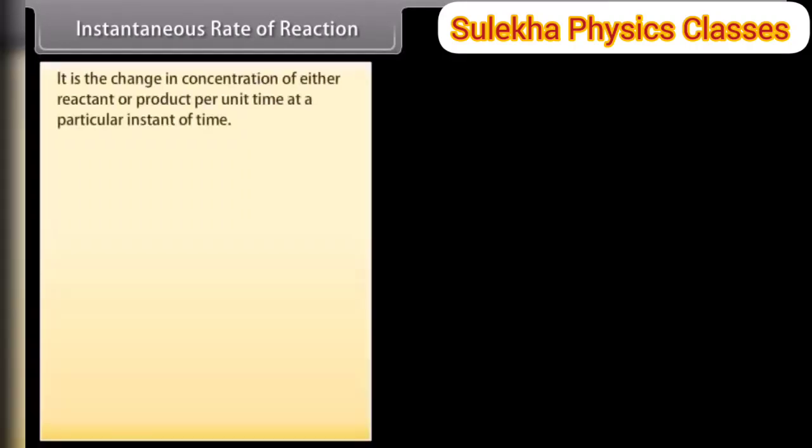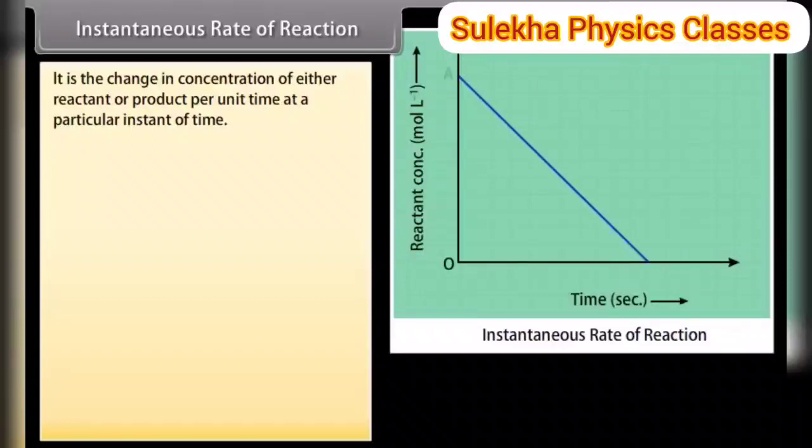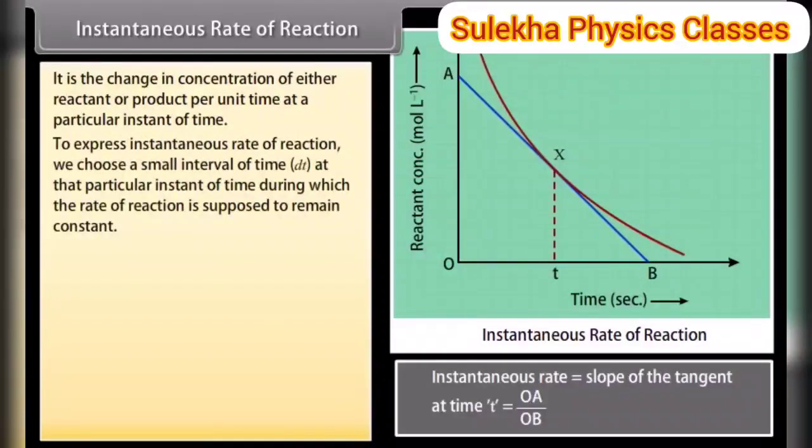Instantaneous rate of reaction. It is the change in concentration of either reactant or product per unit time at a particular instant of time. To express instantaneous rate of reaction, we choose a small interval of time at that particular instant of time during which the rate of reaction is supposed to remain constant.